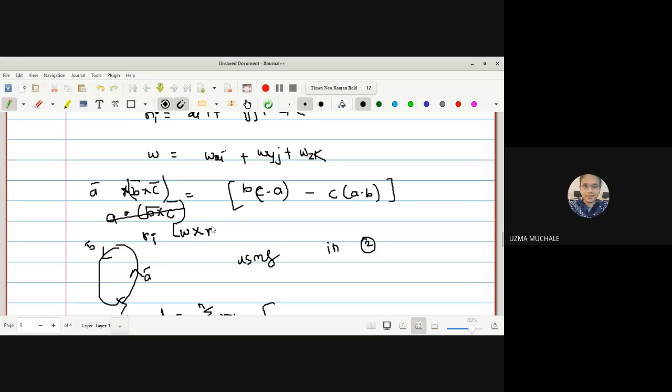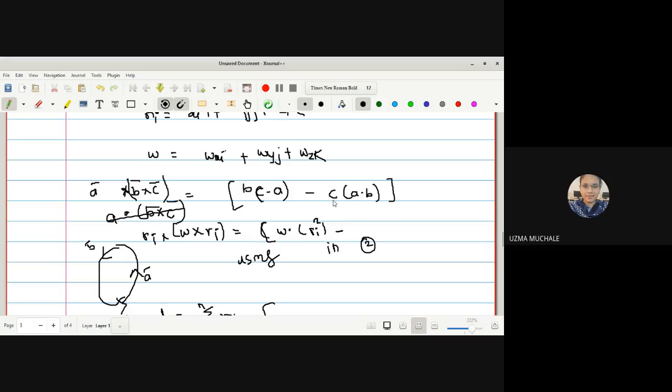W cross Ri, correct? We have to take the triple cross product. So what is B? B is nothing but this W. W dot, right? After W, what do we have? C into A. That C is nothing but Ri into Ri, that is Ri square, I can make. Okay? Are you getting?